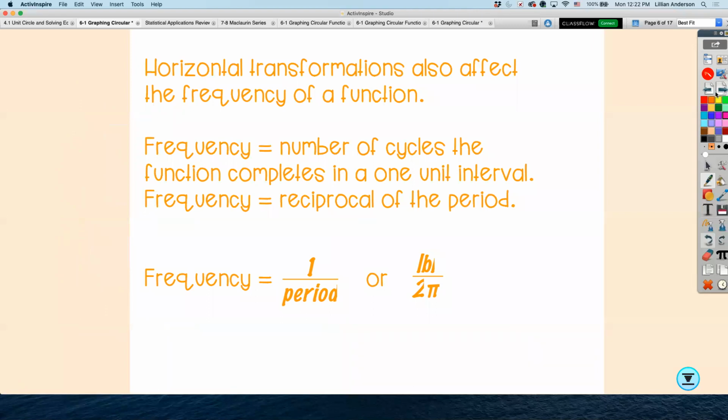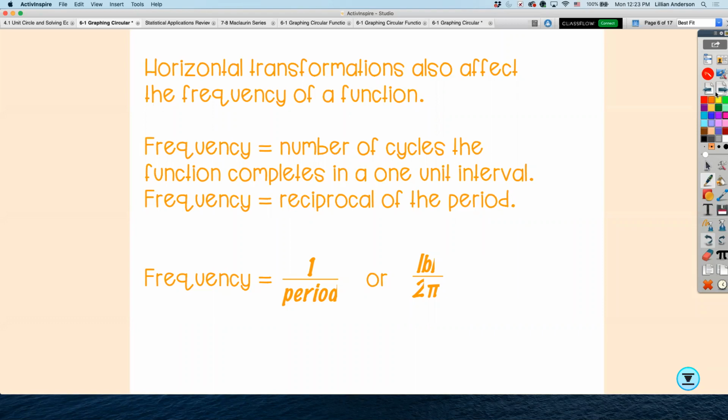This is not in your foldable, so you might want to take a note of it somewhere. Okay? The horizontal transformations also affect the frequency of your function. Frequency is the number of cycles a function completes in a 1 unit interval. Frequency is the reciprocal of the period.